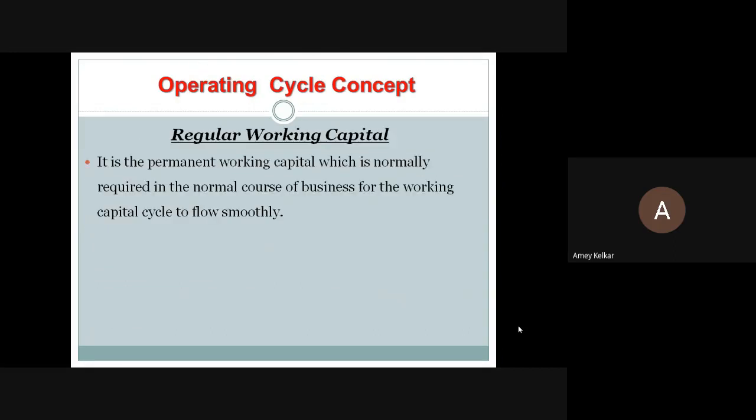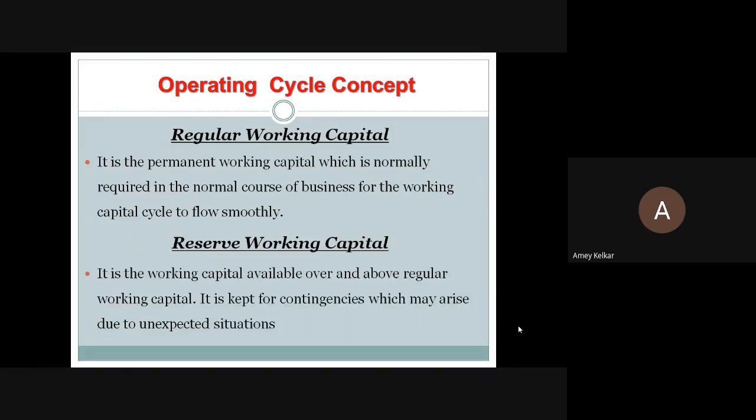Next is regular working capital. It is the permanent working capital which is normally required in the normal course of business for the working capital cycle to flow smoothly. Next is reserve working capital. It is the working capital available over and above the regular requirements. Somewhat, your regular working capital and the last one which was discussed are the same.